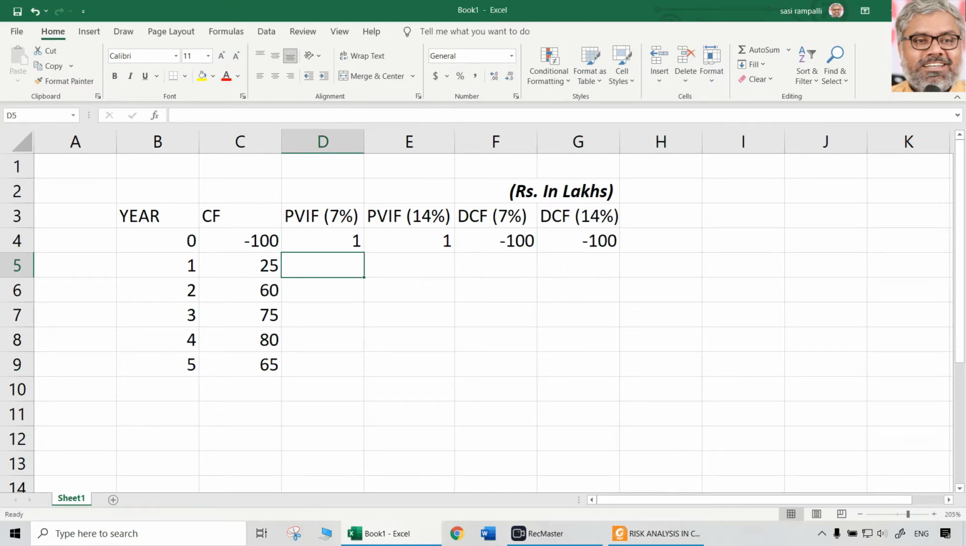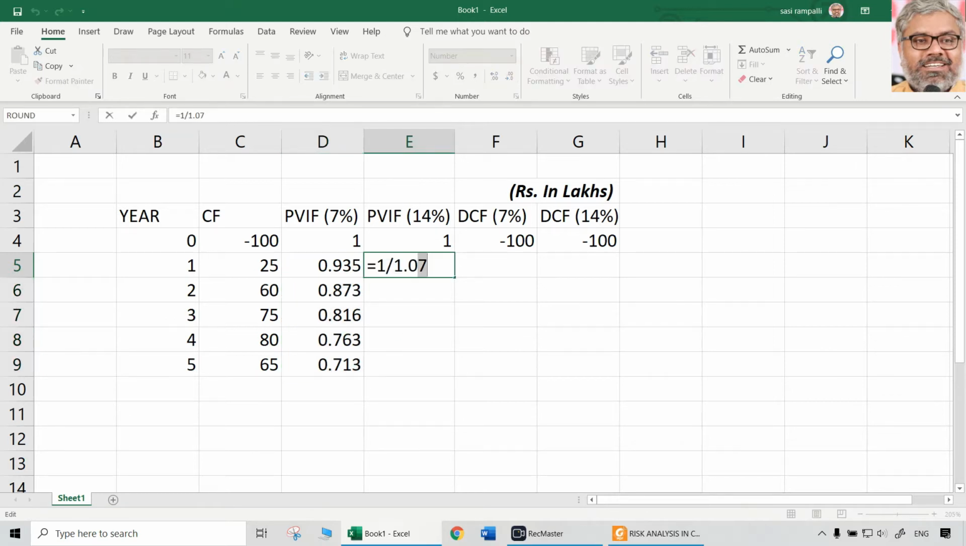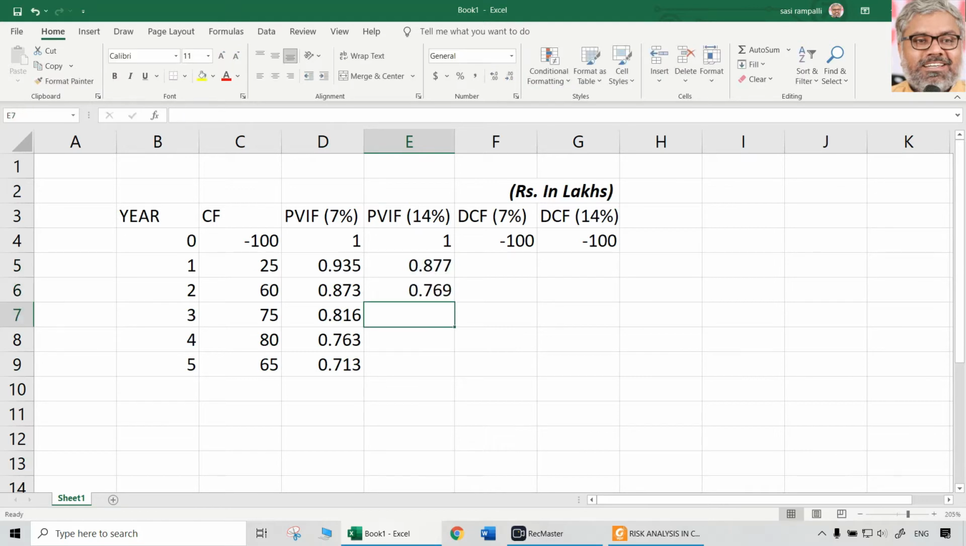Year 1 to 5, we need PVIFs. So let us do that. 1 divided by 1.07, 7%, right? 1 divided by 1.07. Now that divided by 1.07 and so on. So you can refer to tables also, or you can simply compute without wasting much time. Next, what about 14%? 1 divided by 1.14. That divided by 1.14 and so on. So these are the PVIFs at 7% as well as 14%.